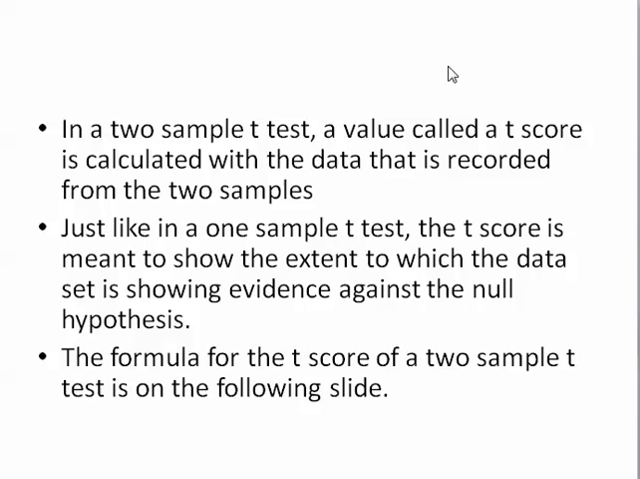In a two-sample t-test, you calculate something called the T-score. You use the data that you record from your two samples to calculate a T-score. And what the T-score is meant to do is to show how much evidence the data is showing against your null hypothesis, meaning the T-score shows how much the data is going against the null hypothesis.